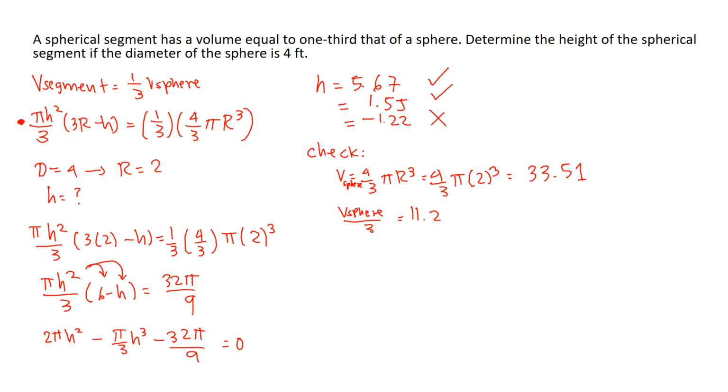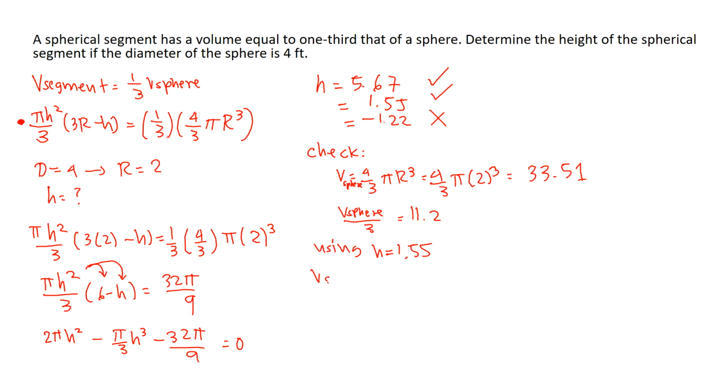When you solve the volume of your spherical segment with a height of 1.55, is it almost equal to 11.2? Is it almost equal to 1/3 the volume of the sphere, which is 11.2? If yes, then that is the answer. So let's check using the height 1.55, since you know the answer is 1.55. Okay, so to go straight.